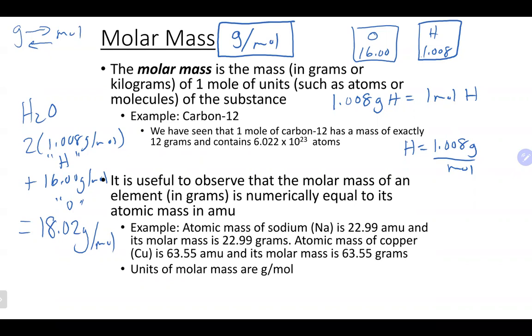So the tying together of this and what we were talking about with Avogadro's number is there is 1.008 grams of hydrogen in 1 mole of hydrogen, which contains 6.022 times 10 to the 23 atoms of hydrogen. They're all related to each other that way. So if we look up there, 22.99 for sodium, 63.55 for copper, and that would be its molar mass in grams per mole.